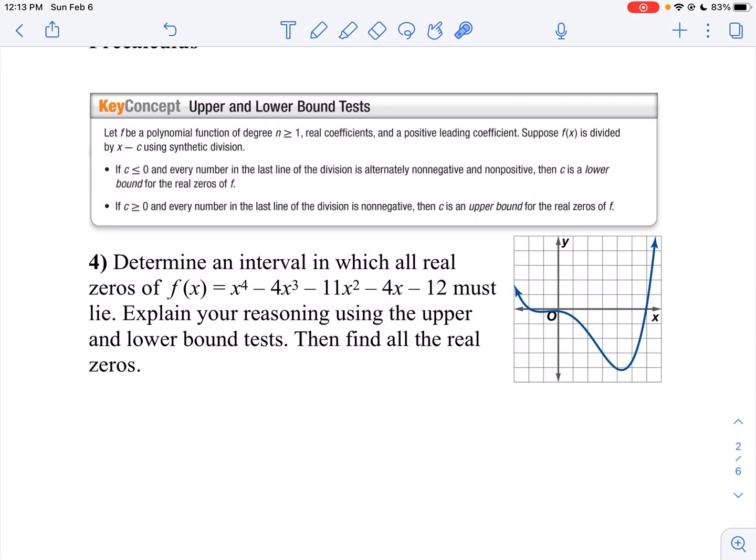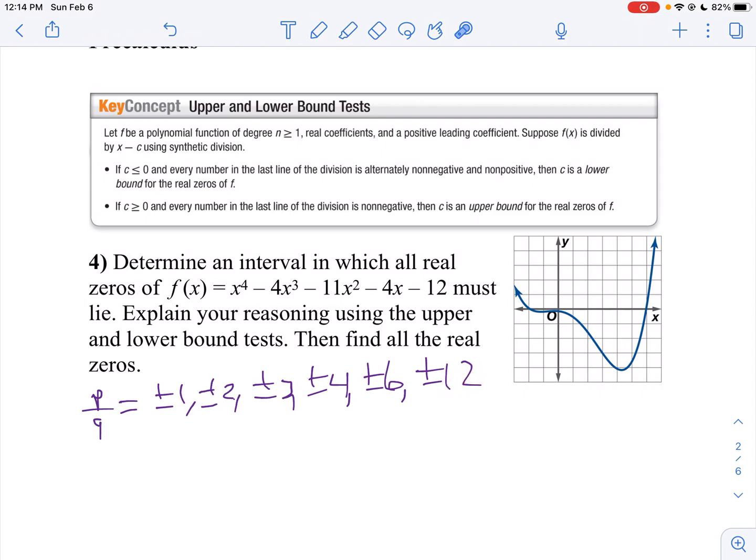I want to determine an interval for which all the zeros of f of x must lie. I want to explain my reasoning using the upper and lower bound tests, then find all the real zeros. Okay, let's start with our possibilities. Let's do p over q. So I'm going to say plus or minus 1, plus or minus 2, plus or minus 3, plus or minus 4, plus or minus 6, plus or minus 12.